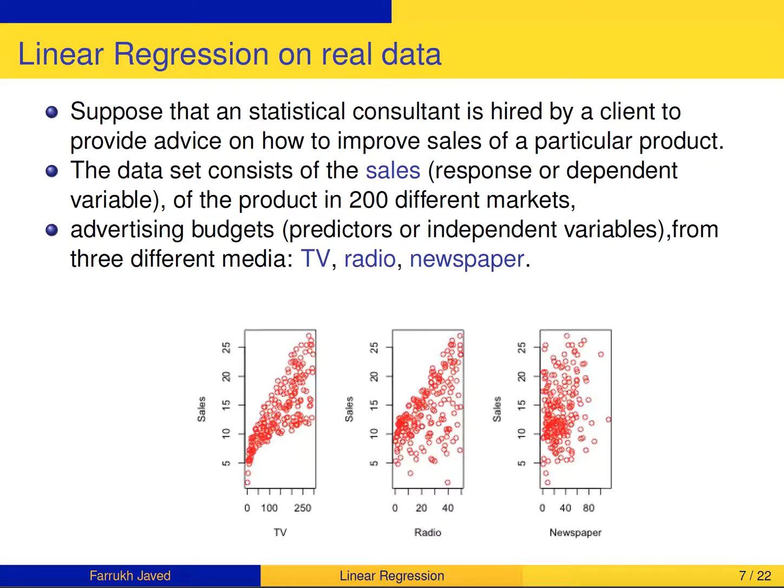So advertising budgets from three different media: TV, radio, and newspaper. So there are three media partners, so to say, where the advertisement budget has been used: TV, radio, and newspaper. And the idea is to assess sales, to see how we can improve the sales, right?